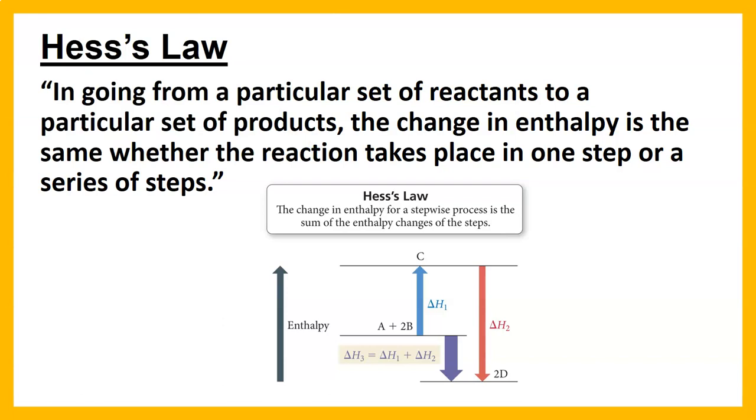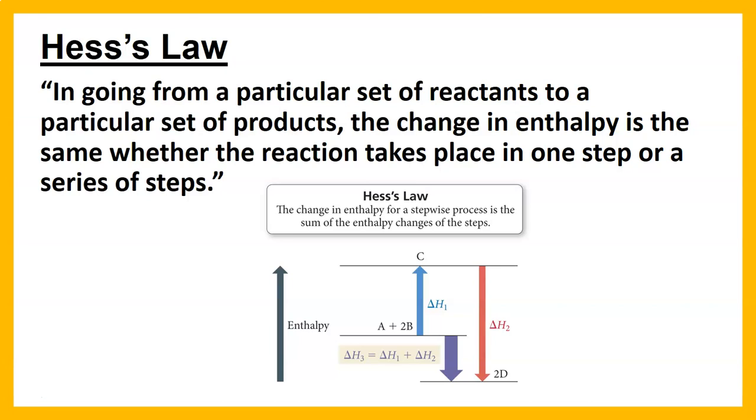So Hess's Law says in going from a particular set of reactants to a particular set of products, the change in enthalpy is the same whether the reaction takes place in one step or a series of steps. So because it doesn't matter what pathway, what set of steps you use, if I do not know what the values for some of these arrows are, what some of these enthalpy values are, but I do know the others, I can use simple algebra and add them together and subtract and things like that to figure out the unknown part. And so that's what we're going to be focusing on.